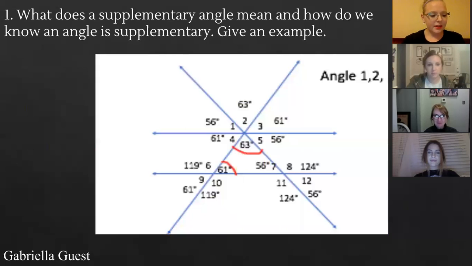All right. Gabby, what does a supplementary angle mean, and how do we know an angle is supplementary? And give an example. So a supplementary angle is two angles that add up to be 180 degrees. So you could just pick any numbers on this line graph. So 119 and 61 add up to 180 degrees. So that's just a kind of overview of what it could be. Alrighty. Well, thank you so much.